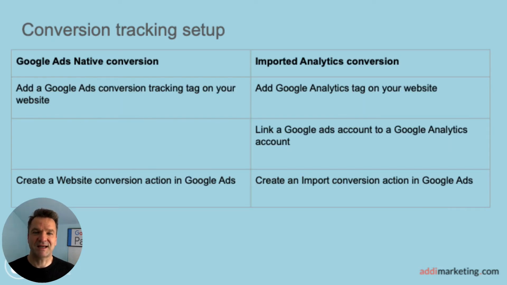Conversion tracking is set up quite similarly between the two methods. Putting a tracking tag on your website or on a conversion page is always involved. A conversion action needs to be created inside your Google Ads to notify what we are tracking. And in case of analytics conversion, a Google Ads and Google Analytics account need to be linked for obvious reasons.